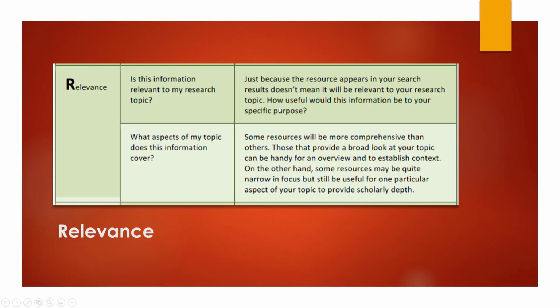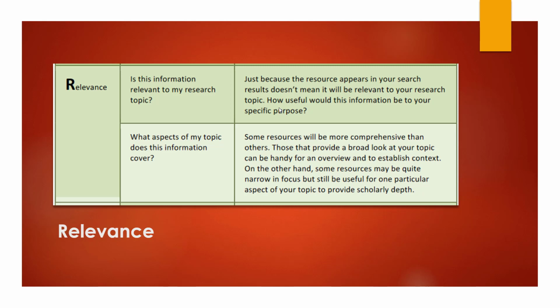First of all, we need to consider the relevance. So is the information you found relevant to your research topic? And remember, just because that resource appears in your search results doesn't mean it will be relevant to your research topic. You need to question, how would this information be useful? And also consider then the relevance. So what aspect of the topic does that information cover?